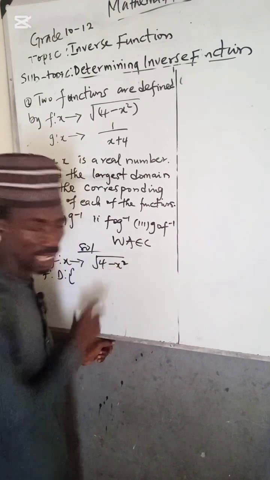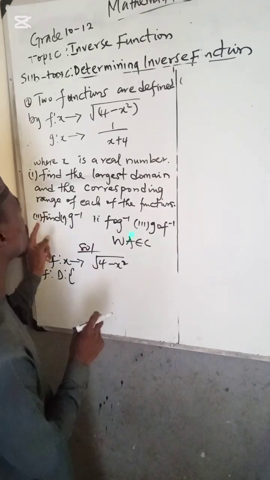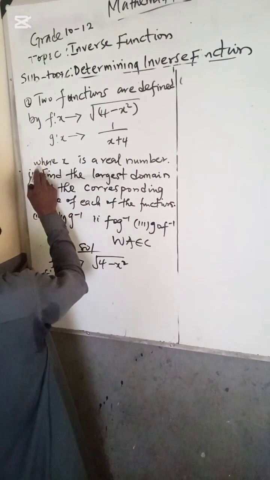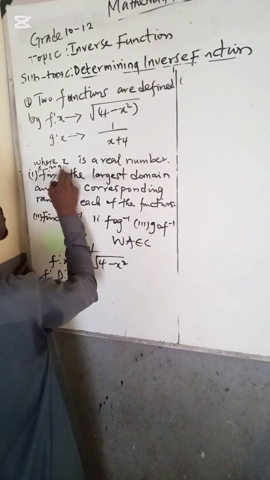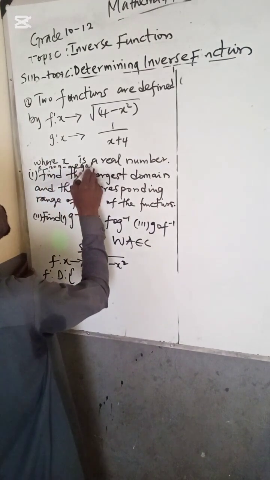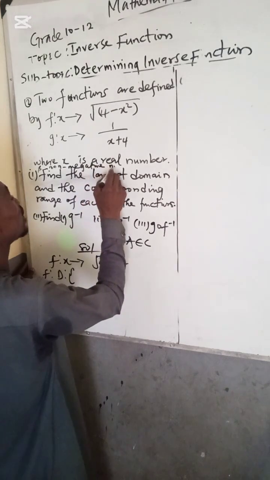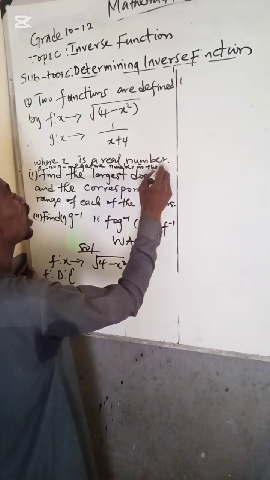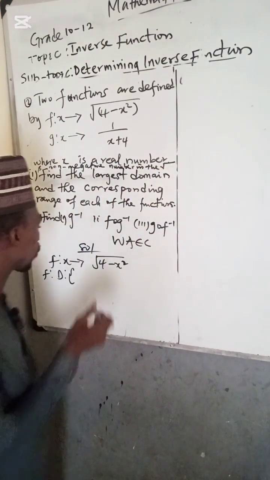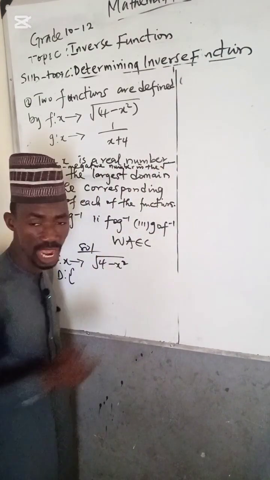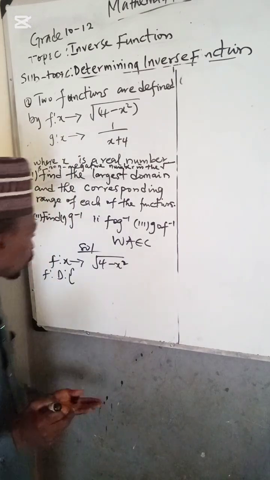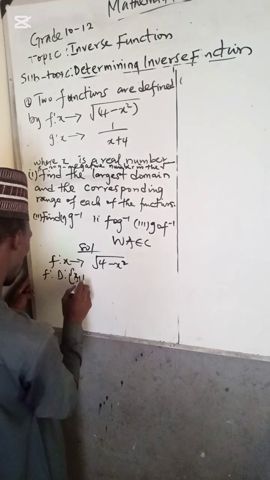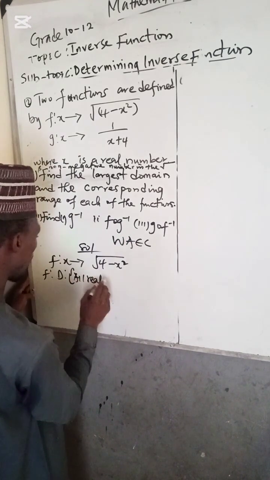Now, 4 minus 9 will give you a negative number. The question says, where x is a real number, and we need a non-negative number in the square root. That means we are not expected to have a negative number in the square root. Therefore, we have to look at it: all real, except what?